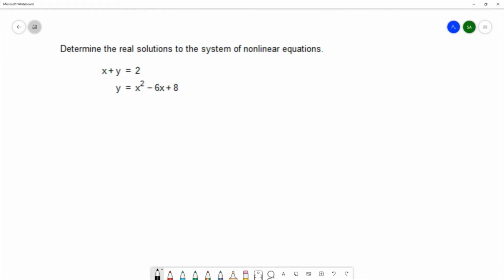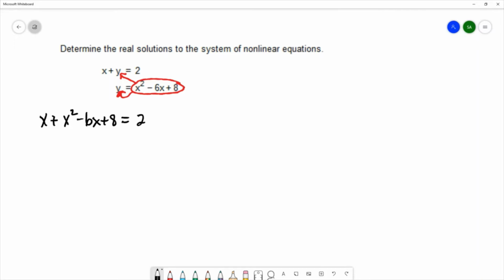So with the substitution method, I'll take this side of the equation, x squared minus 6x plus 8. We're going to substitute it into the other equation. I'm substituting it in for y because this second equation indicates that it equals y. So if I make that substitution, I'll have x plus x squared minus 6x plus 8 equals 2.